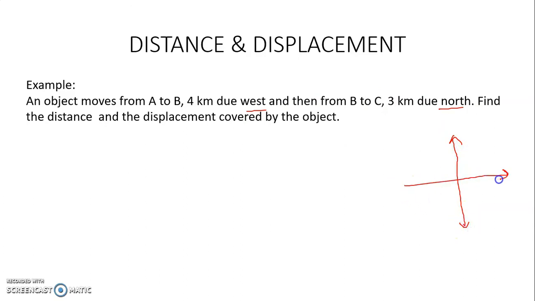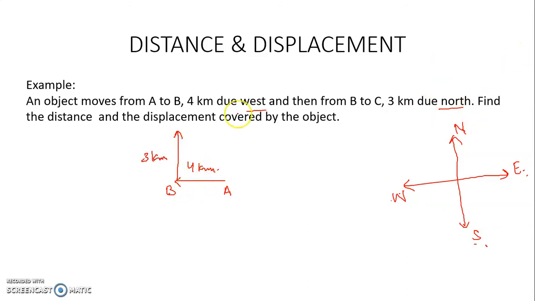Okay. How do we draw the directions? Never eat sour watermelon. Okay, never eat sour watermelon. So north, east, south and west. What we are saying is that it goes from A to B, that is 4 kilometer due west. So it's going like this, okay, towards the west. How many kilometer? 4 kilometer. And then from B to C due north. All right, so it is moving like this, B to C, 3 kilometer.